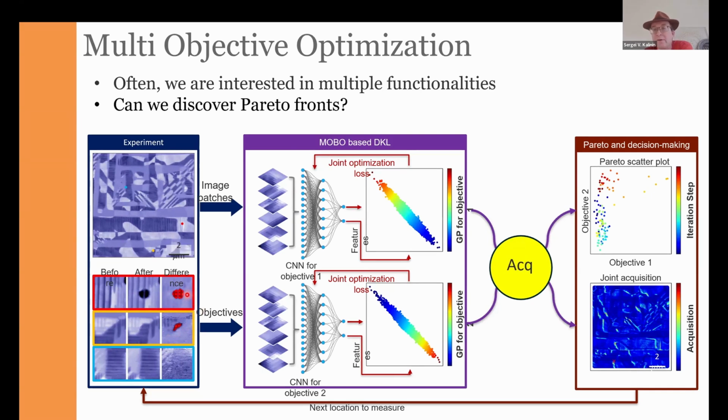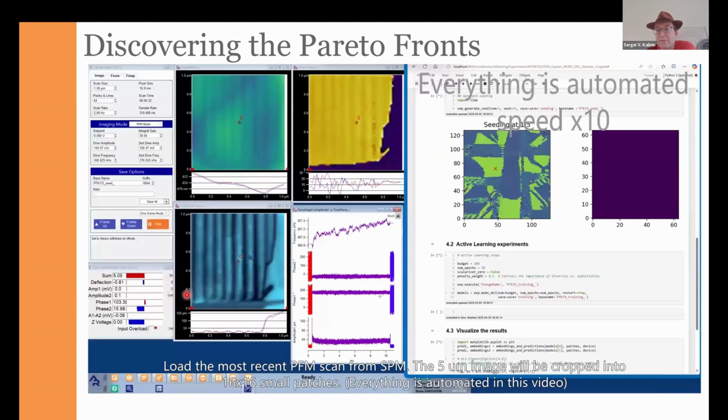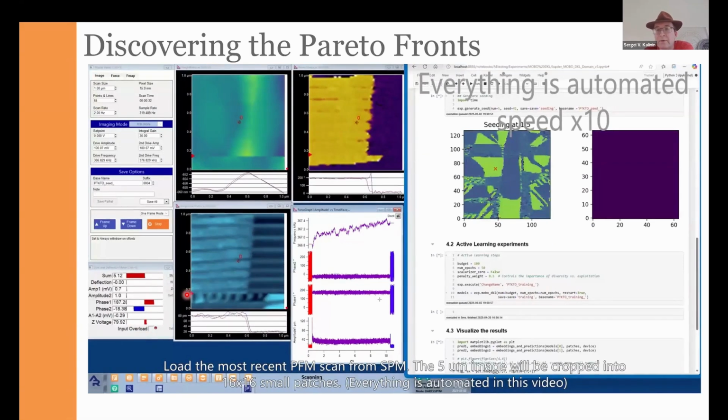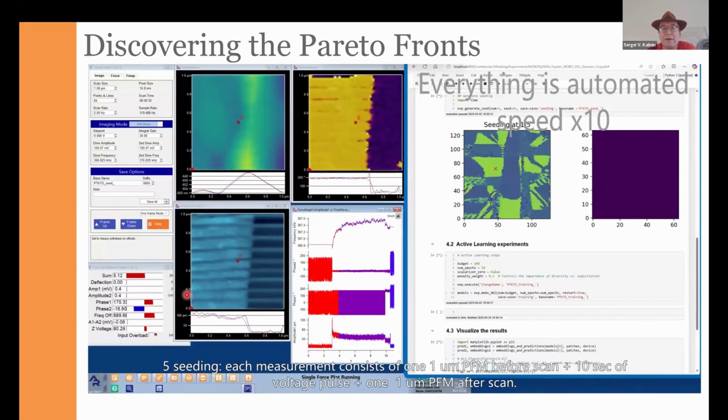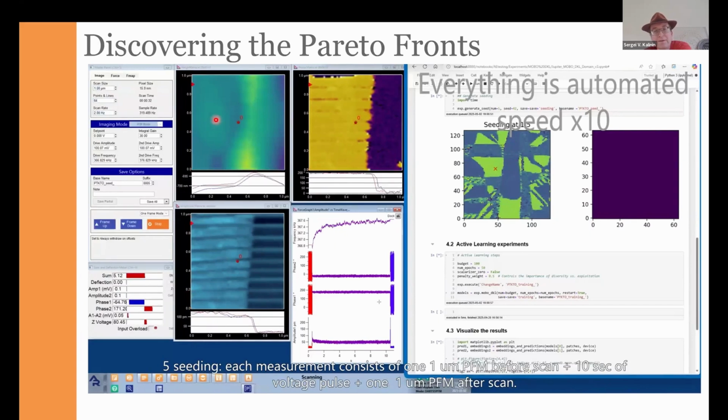So one is determining the ease of switching, another is determining the presence of the pinning centers. So can we run the experiment where we find what is the optimal possible combination between these parameters, what is called the Pareto front? So this requires a little bit of development. So we had to build our own deep kernel learning library for multi-objective optimization. But this is how it works.